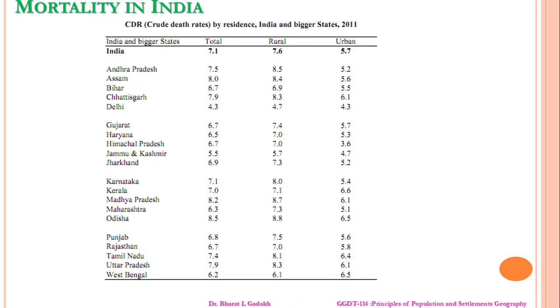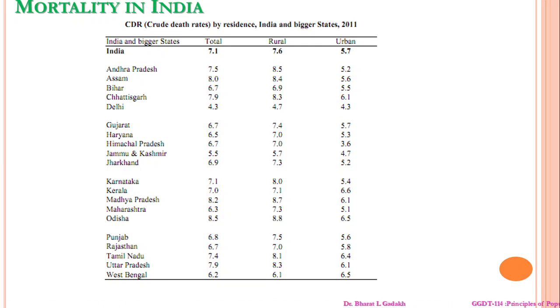Now Bihar is 6.7 total, 6.9 in rural area and 5.5 in urban area. Chhattisgarh is 7.9 total, 8.3 in rural area and 6.1 in urban area. Now Delhi is 4.3 in urban area and 4.7 in rural area, and the total CDR is 4.3. Now Gujarat is 5.7 in urban area and 7.4 in rural area, and the total CDR is 6.7.